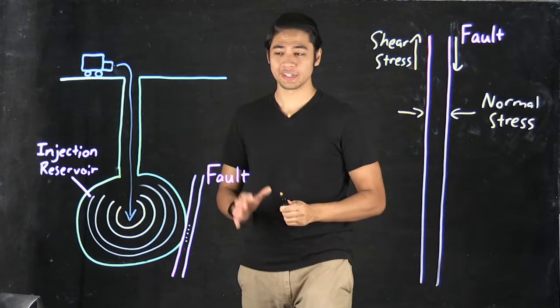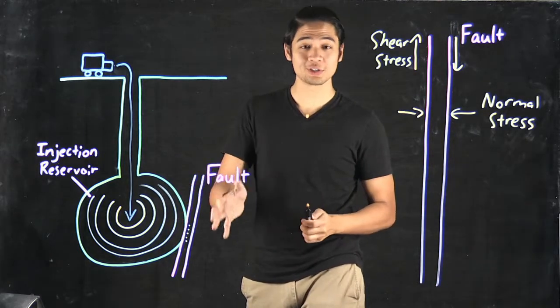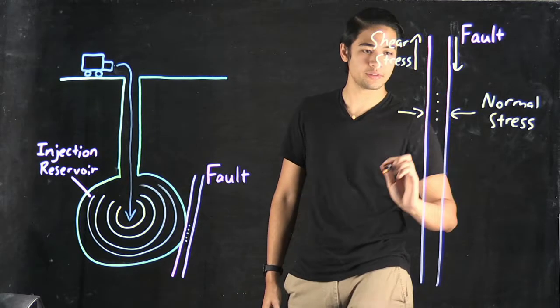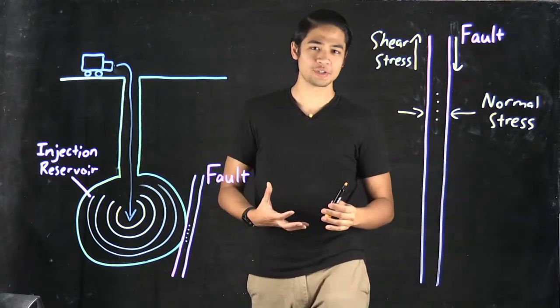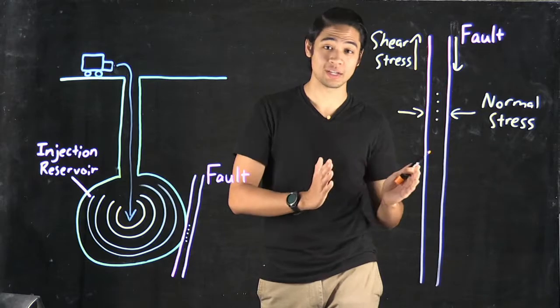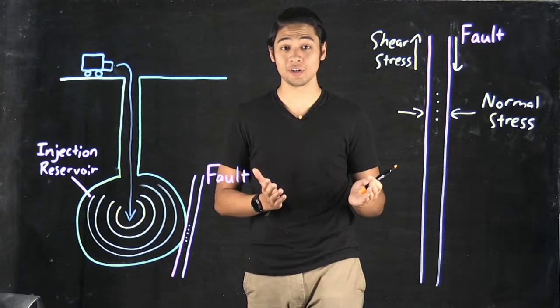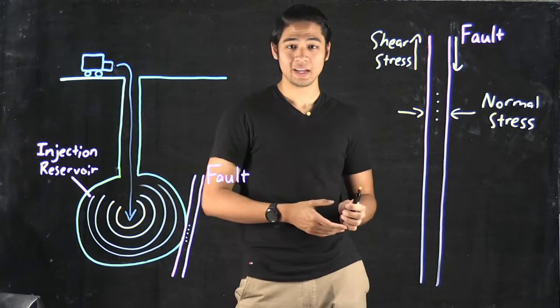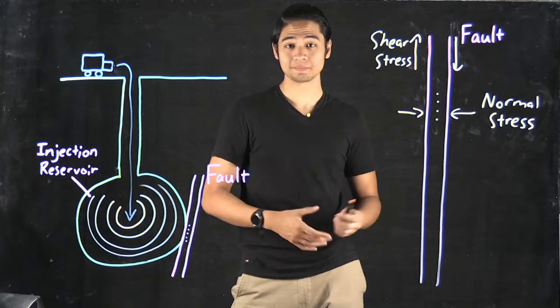When the fluid pressure increases of an injection well intersect a fault, it raises the fluid pressure within that fault itself. These fluid pressure increases reduce the normal stress, effectively unclamping that fault. If that unclamping is great enough, then the fault will slip, and fault slip causes earthquakes.